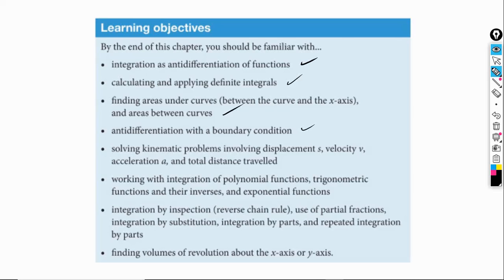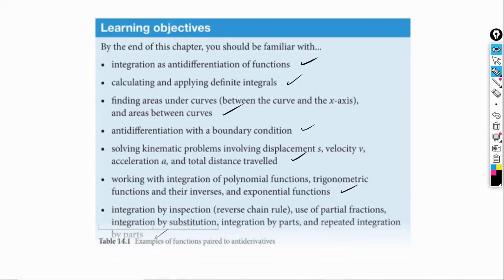We're going to solve kinematic problems involving displacement s, velocity v, acceleration a, and total distance traveled. We're going to work with integration of polynomial functions, trigonometric functions and their inverses, and exponential functions. We're going to do integration by inspection, which is a reverse chain rule, use of partial fractions, integration by substitution, integration by parts, and repeated integration by parts, and finally finding volumes of revolution about the x-axis or y-axis.